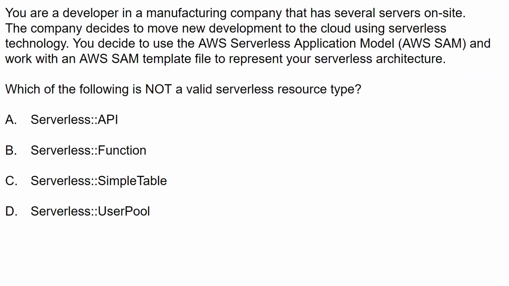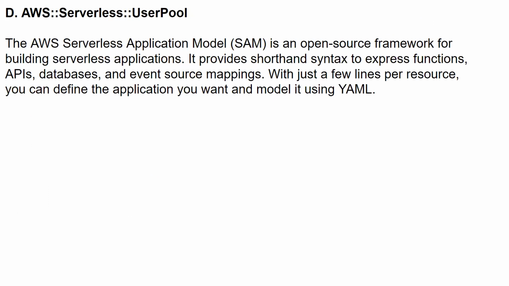You are a developer in a manufacturing company that has several servers on site. The company decides to move new development to the cloud using serverless technology. You decide to use the AWS Serverless Application Model and work with a SAM template file to represent your serverless architecture. Which of the following is not a valid serverless resource type? API, function, simple table, user pool. User pool.